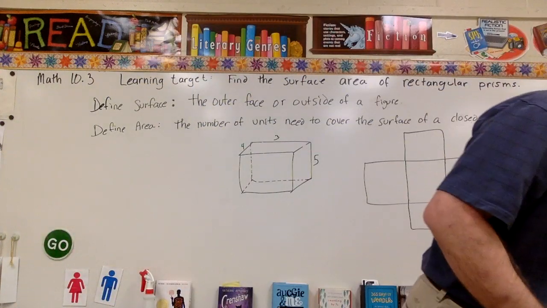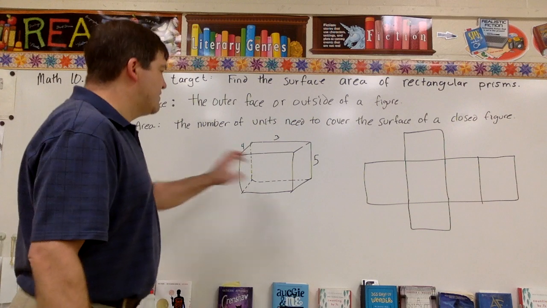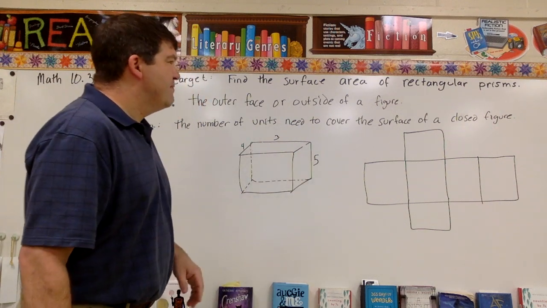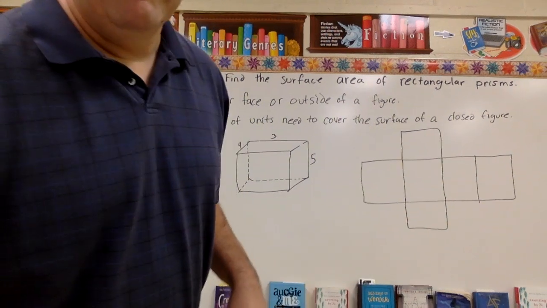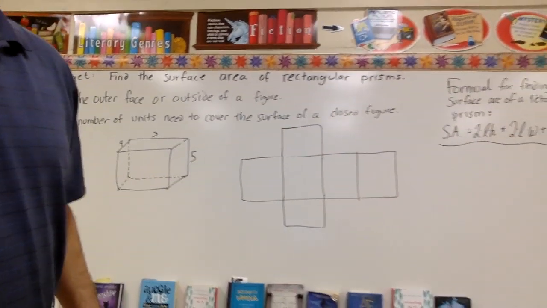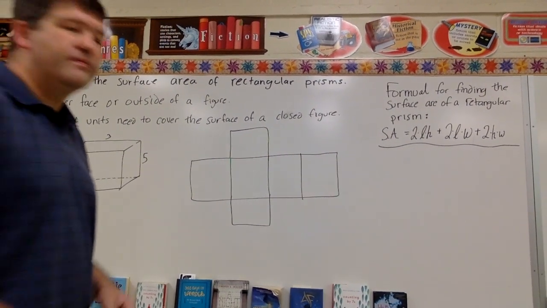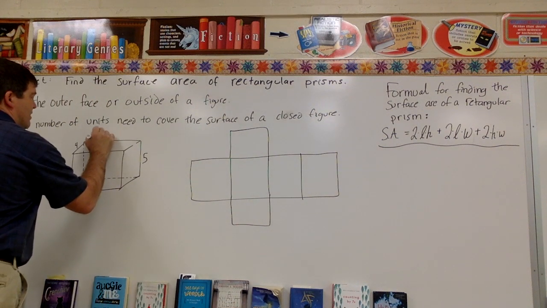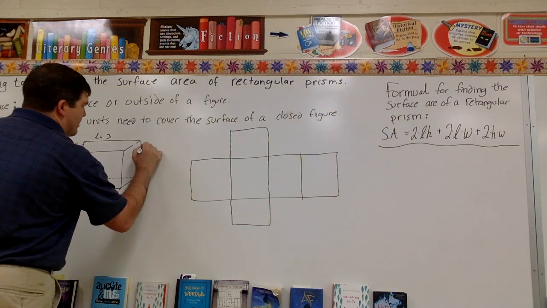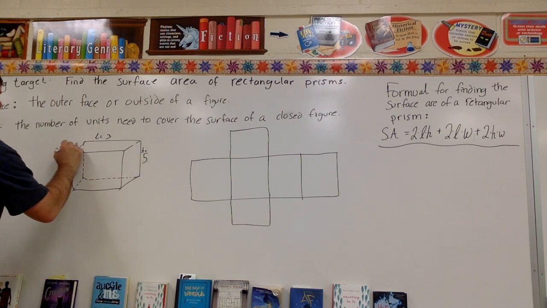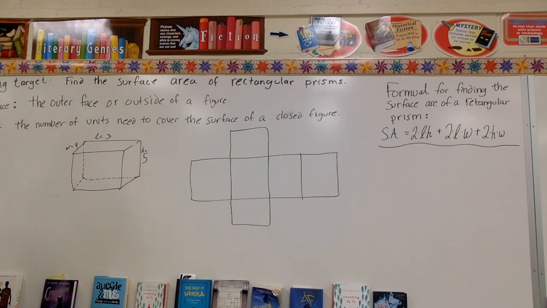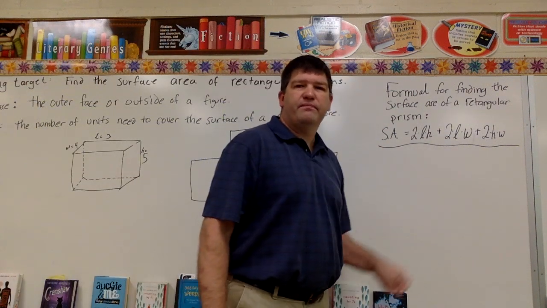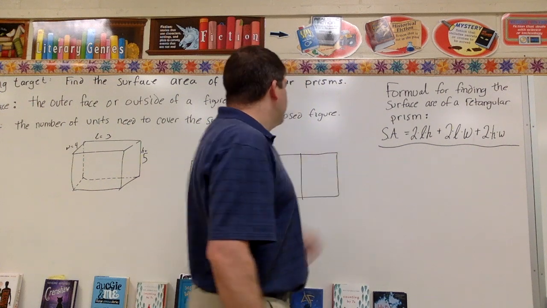Let's do one together here. So let's find the surface area of this rectangular prism. Here are the numbers. And let me give you a formula, because formulas make life easier. So, I know this, my length is 3, my height is 5, and my width is 4. Okay? So the formula for finding the surface area is this.